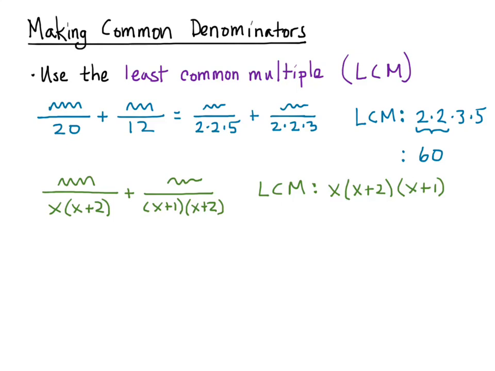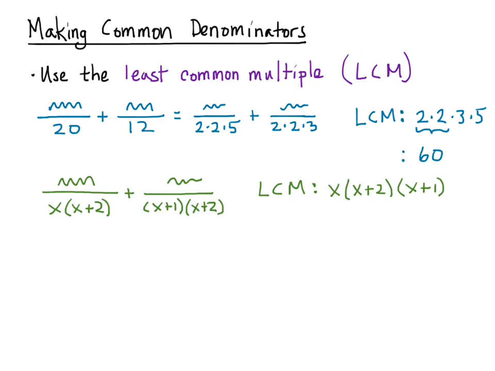So in this case here, my denominators are x times x plus 2, and then x plus 1 times x plus 2. So I do have an x plus 2 in common, so I'm only going to use that once. And then I'm going to take the unique factors from each, which are x and x plus 1, and that's going to be my least common multiple.